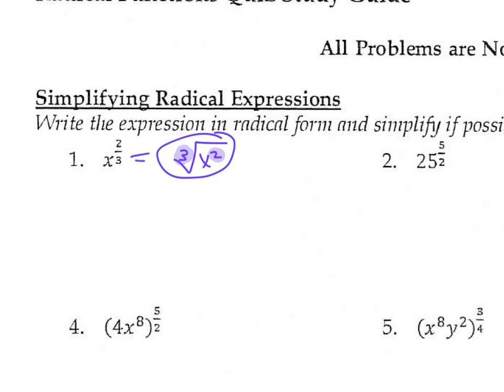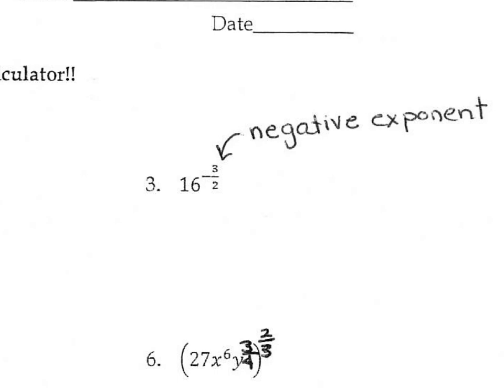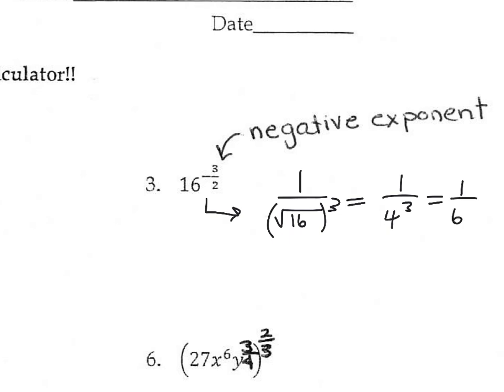Moving over to number three, here we can see we have a negative exponent. So the first thing we want to do is rewrite this using radicals. So we can rewrite this as, well, the negative creates a fraction. So we'll have 1 over the square root of 16 to the third power. That's not fully simplified. We know the square root of 16. So we want to take this a few steps further. We'll have 1 over 4, because that's the square root of 16, and that's cubed. And when we cube 4, we get 1 over 64.